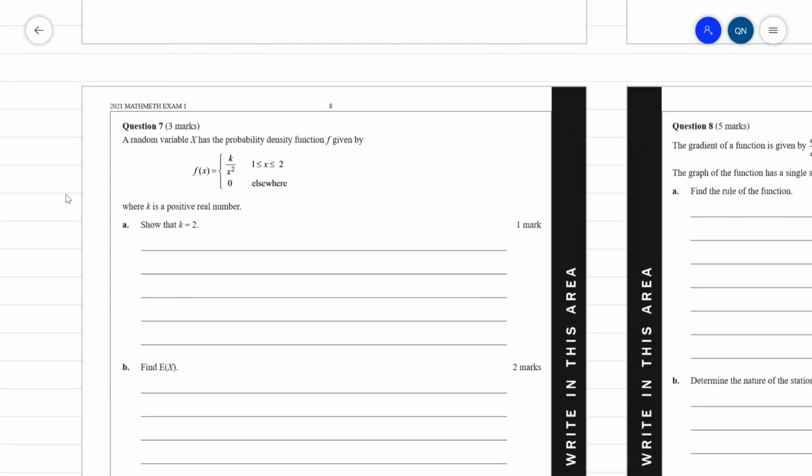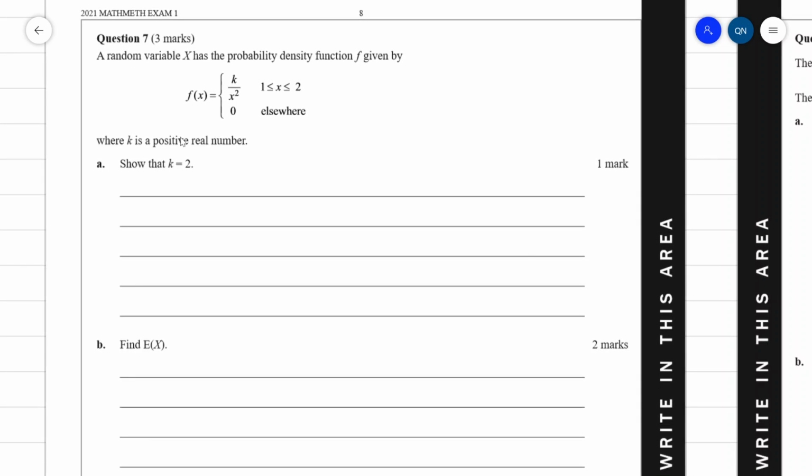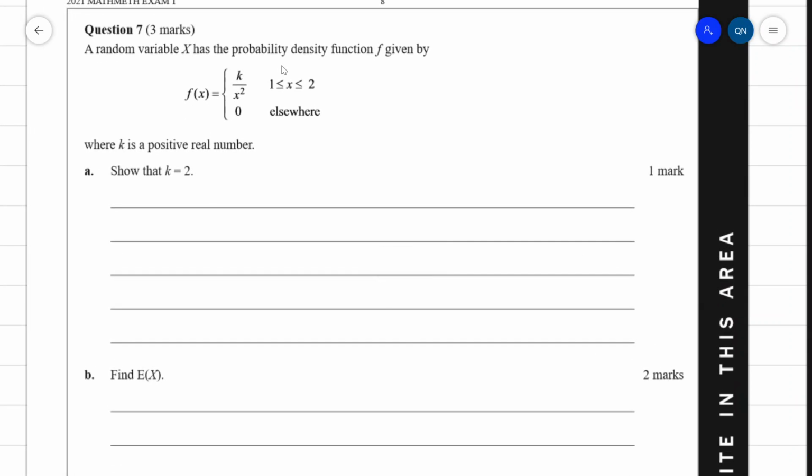Anyhow, question 7. We have a random variable. It's k over x squared, so this is the probability density function. Show that k is equal to 2. How do you do that? Well, you just need to integrate your density and make sure it's equal to 1. So let's integrate from 1 to 2 of the density, k over x squared dx. First of all, we have the k, but how do you integrate 1 over x squared? It's just negative 1 over x.